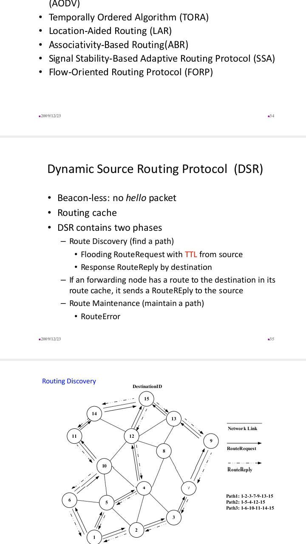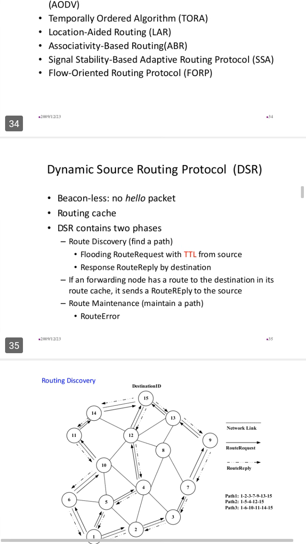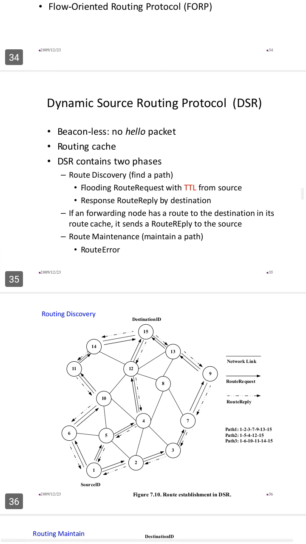The difference is that there is no need to maintain beaconing, so it does not require periodic hello packets. That is, there is no need to periodically send hello packets. Instead of hello packets, we maintain the routing cache.